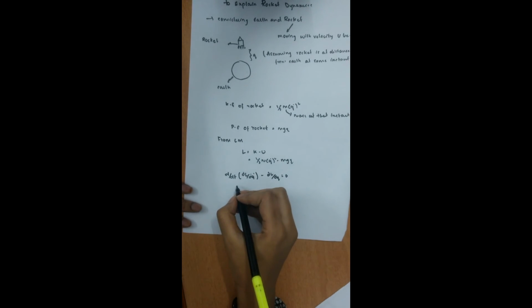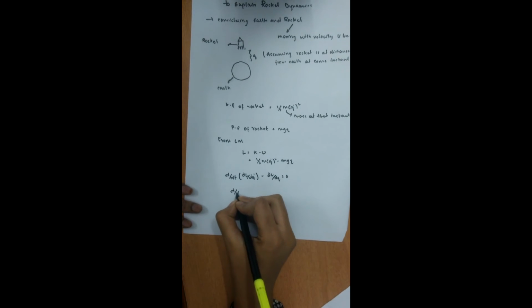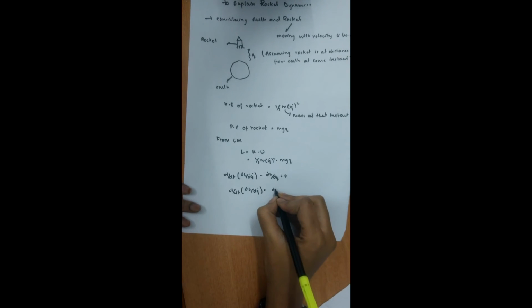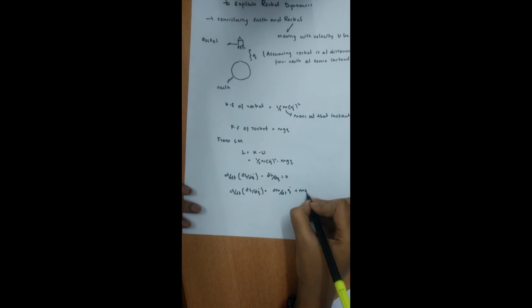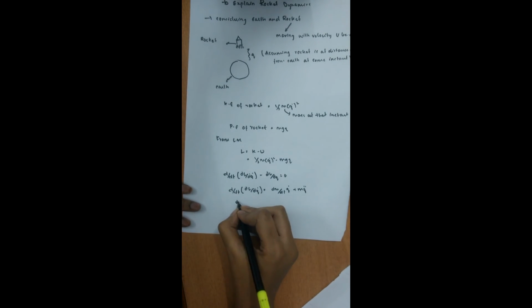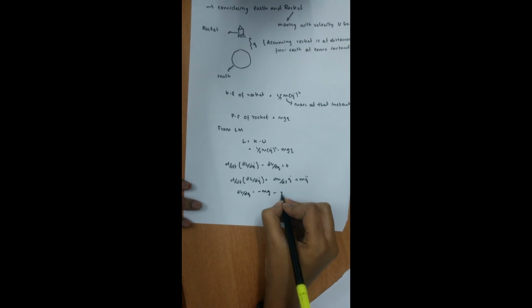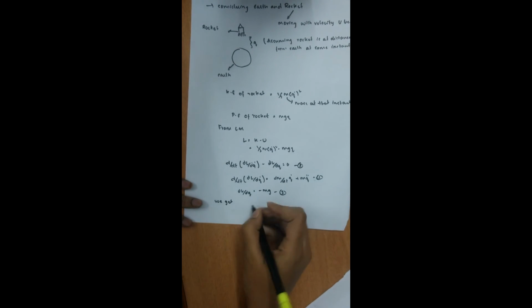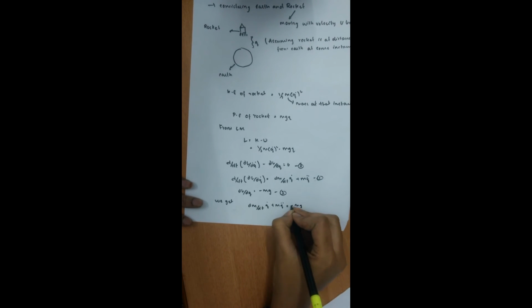Substituting the L equation in the above equation, we get d by dt of dou L by dou q dot equal to dm by dt q dot plus m q double dot, and dou L by dou q would be minus mg. Substituting equations 2 and 1 in 3, we get dm by dt q dot plus m q double dot equal to minus mg.